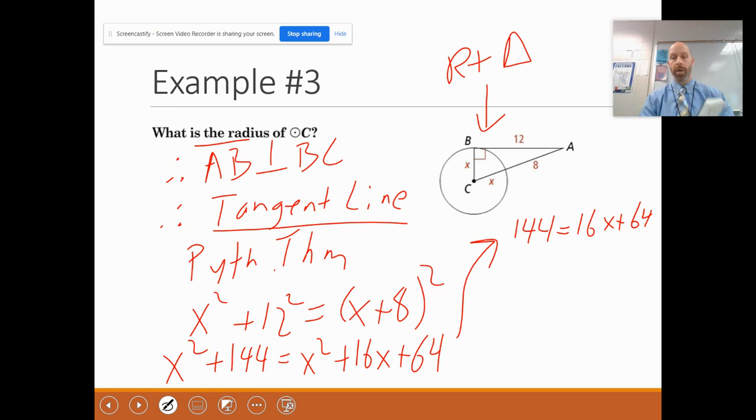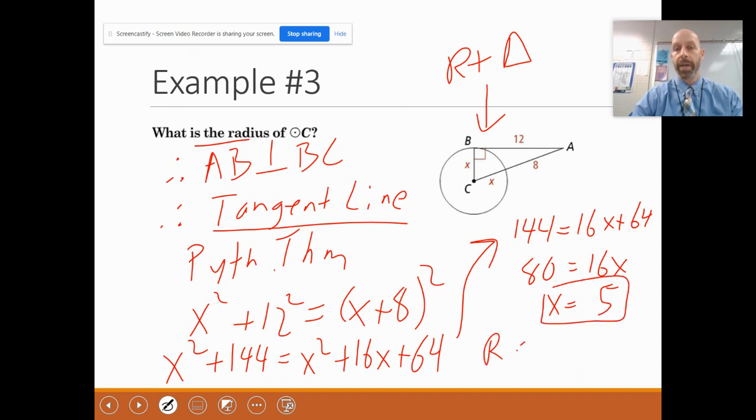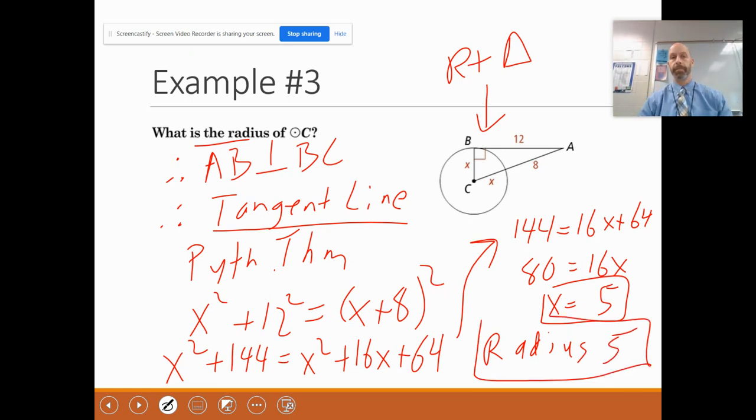Now I can do 144 minus 64. So that gives me 80 equals 16x. And now I just need to divide 80 by 16. Again, I'm using my calculator, and I get 5. X is 5, so the radius is 5. And that's your answer.